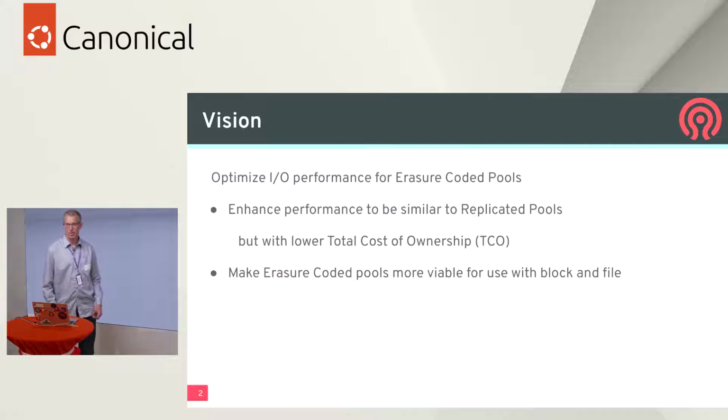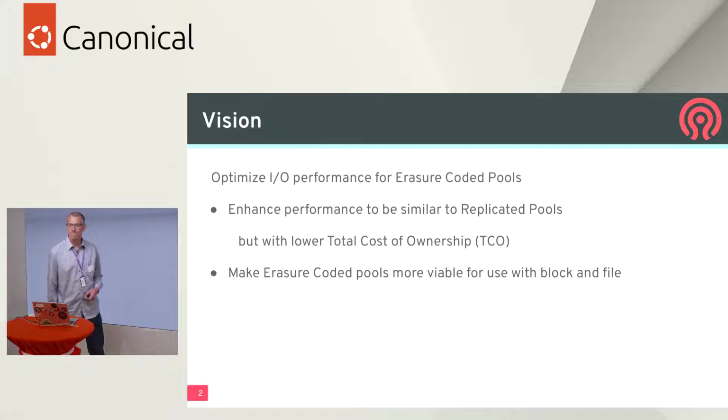That's great for the performance, but obviously having a replica 3 pool means you've got a lot of storage overheads. You've got 3 times as much physical storage as the amount of data that you're storing on your cluster. So, the attraction of Erasure coding is a lower total cost of ownership. You need less physical storage for the amount of data you're storing.